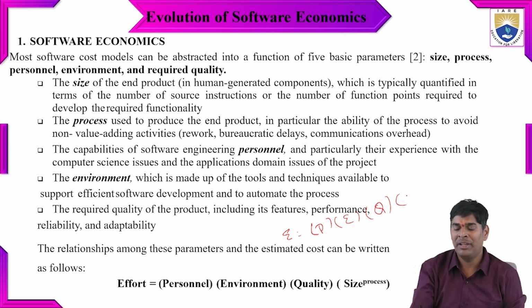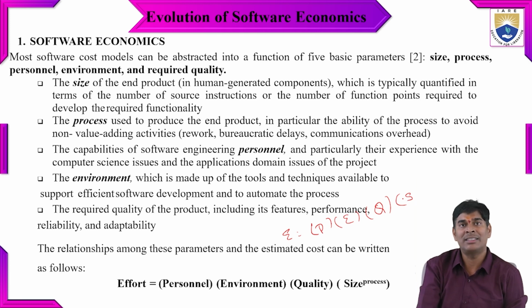And we have the size. Size is very important here for the estimation of the cost. It is based upon the source lines of code, or you can call them instructions when you are checking the software development, or the number of function points. And here we have the power of the process. Okay, so based upon these five parameters, we are going to calculate the cost of the software product.